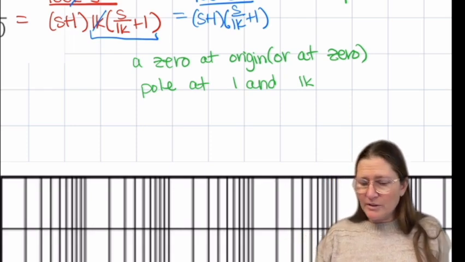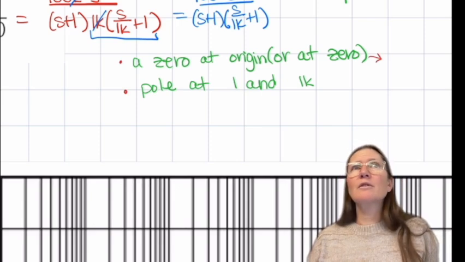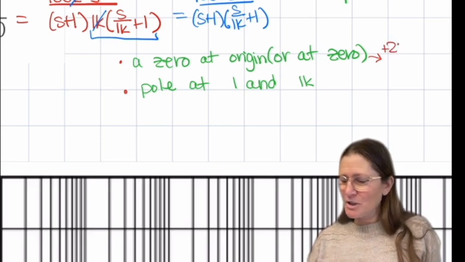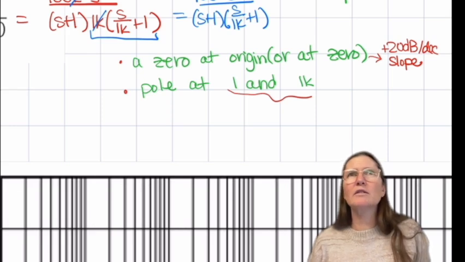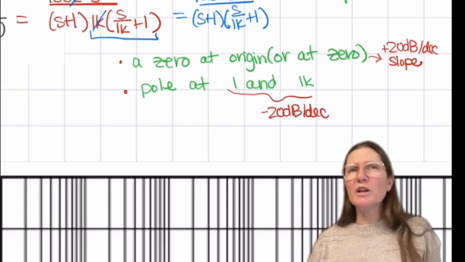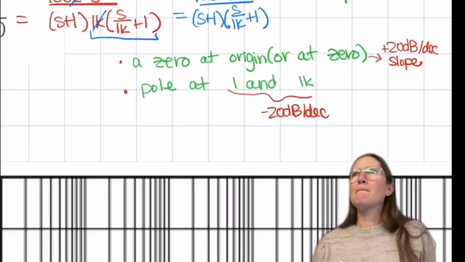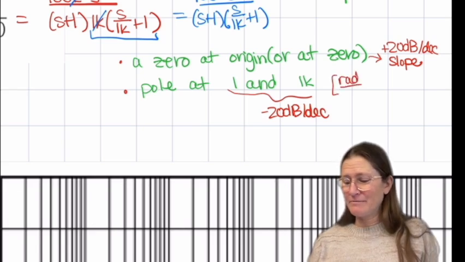So what do these mean? What does a 0 mean? It's going to be a slope, correct? And it's going up or down, correct? So it'll be a 20 dB slope. And what happens with the effects at 1 and 1K? Minus 20 dB per decade. And 1 and 1K are in what units? Radians per second. Thank you, yes. Radians per second.